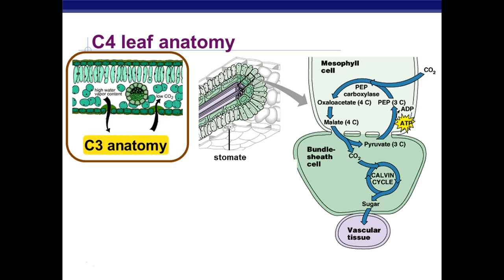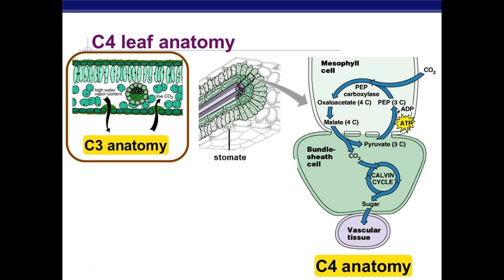The advantage of doing this: if you fix the carbon in an outer layer of cells called the mesophyll, store it as this 4-carbon compound, oxaloacetate, which is turned into malate, you can then shuttle that 4-carbon malate into an inner layer of the leaf called the bundle sheath. This is getting farther away from the stomata, so farther away from all the oxygen.